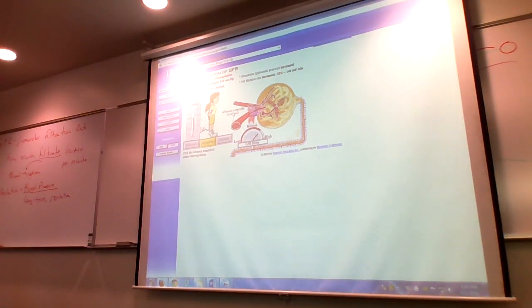We're going to constrict the afferent arteriole. It's saying decrease your vasodilation. Is that the same thing? Yes, decreased vasodilation would be a fancy way to say that. So why does that lower my GFR?